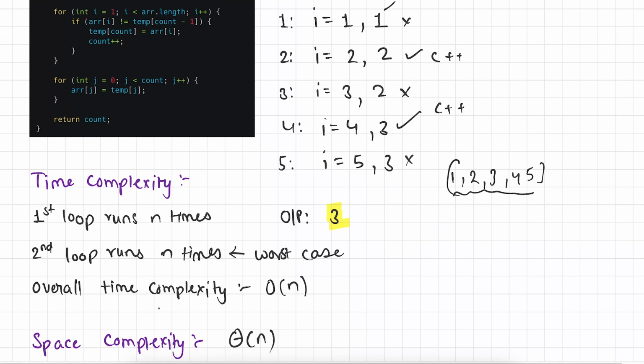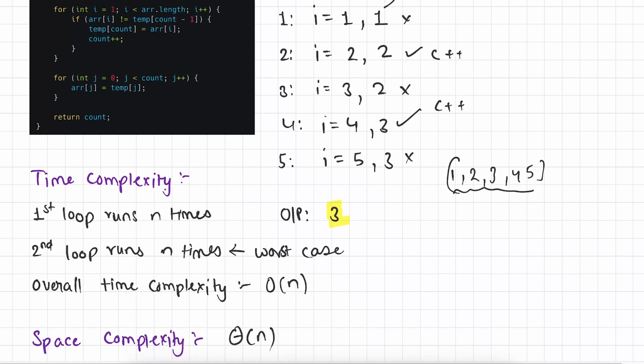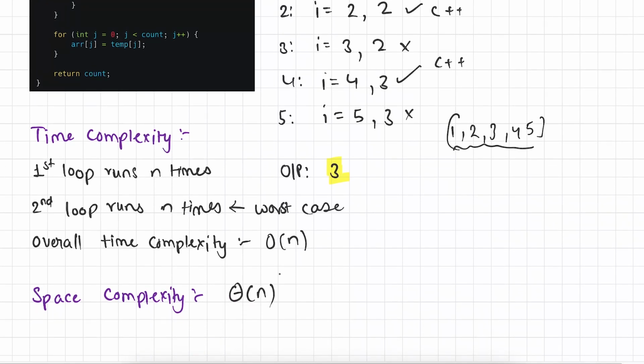Now, what about space complexity? Here we are using one extra temporary array. So that is why the space complexity comes out to be theta of n. And here n is equal to the number of elements present in the array.